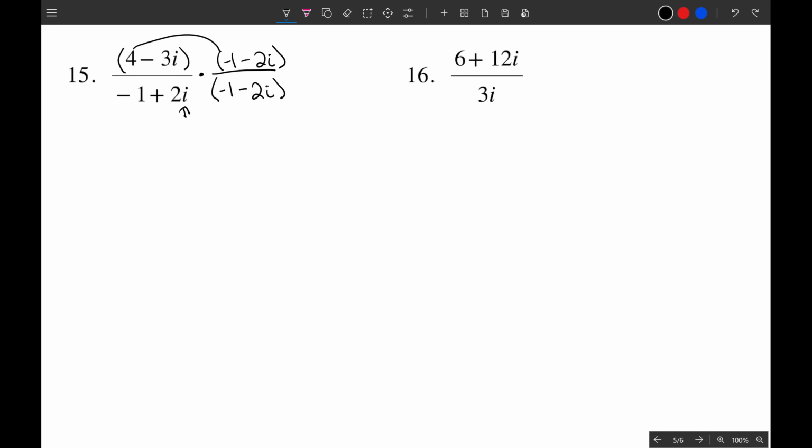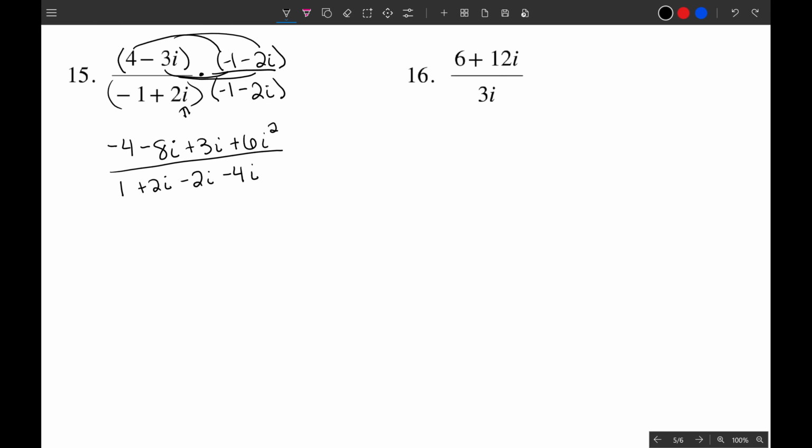So 4 times negative 1 is negative 4. 4 times negative 2 is negative 8i. Negative 3i times negative 1 is positive 3i. And negative 3i times negative 2i is going to give me positive 3 times 2 is 6. i times i is i squared. All right, on the bottom, we have negative 1 times negative 1 is 1. Negative 1 times negative 2i is positive 2i. 2i times negative 1 is negative 2i. And 2i times negative 2i is negative 4i squared.